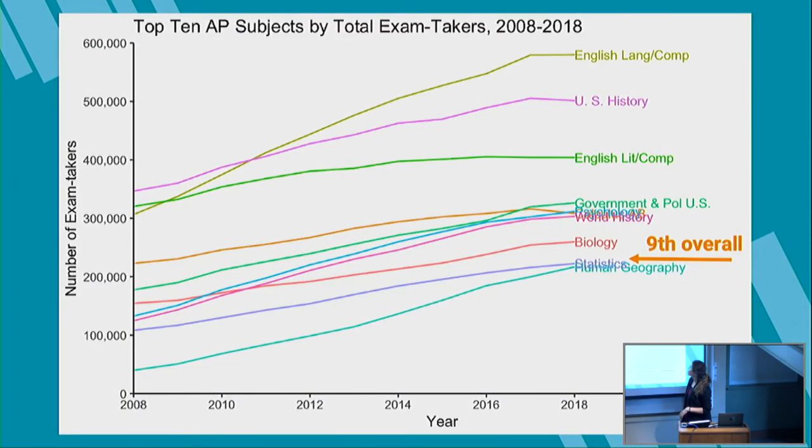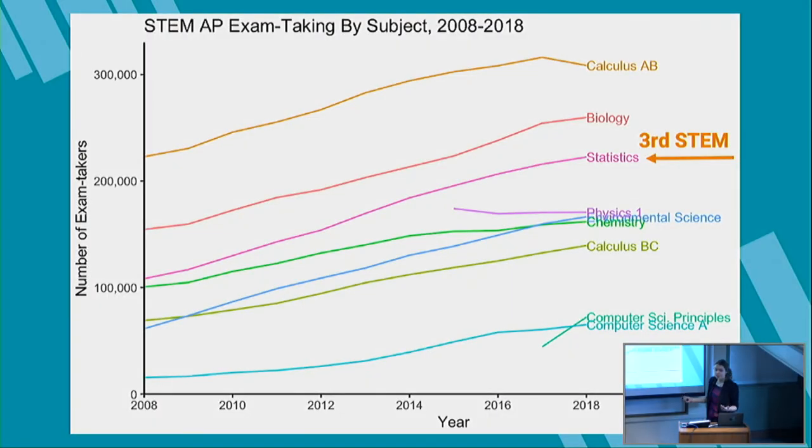And so we also see that it is now ninth overall out of AP subjects, despite being, of all 38 AP subjects, the 31st to be introduced. So it was very late to the game. It's kind of snuck in here between biology and human geography. So ninth overall in terms of exam taking, but of the STEM fields, so sciences, mathematics, it's now in third place, just behind biology and AB calculus. So again, more people than you would think.